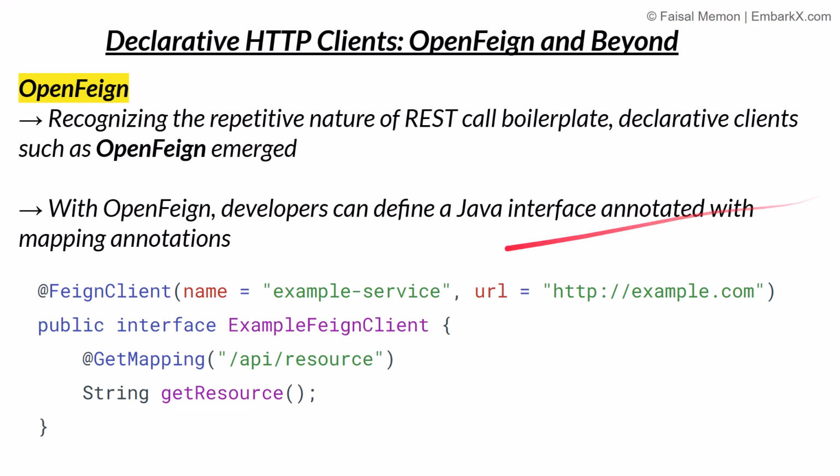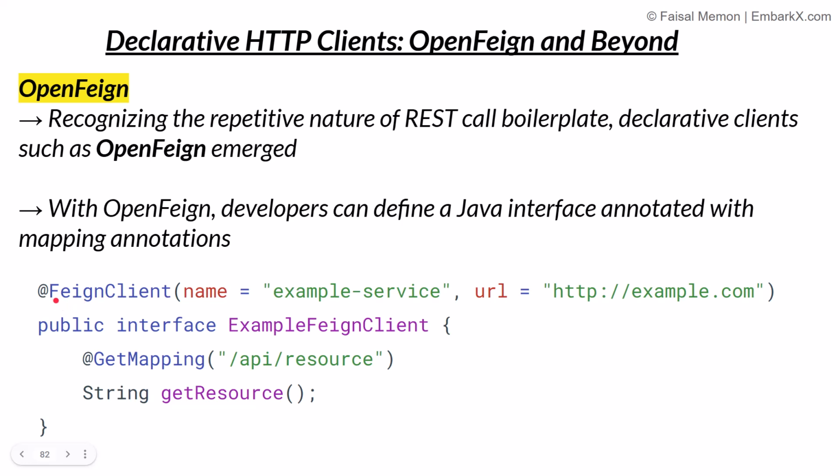So you can see over here, I have an interface. It's an interface, and here I have a String getResource method, and I have this @GetMapping, and I'm mapping this to this particular URL. Now, which server is it calling over here? So you can see over here, Feign client.